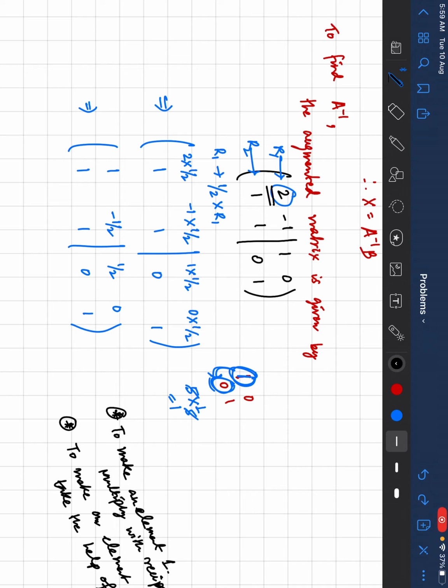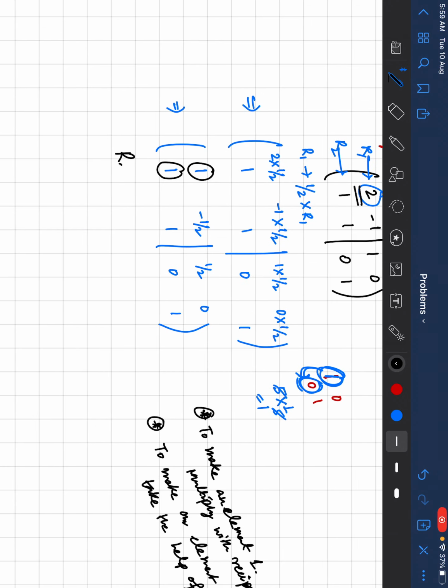So what are we going to do? The other row element is 1. And here this element is 1. So how can I make this 0? Just subtract them. If I subtract them, my operation will be on R2. I want to make the element of R2 0. So R2 implies R2 minus R1. This is what we get.